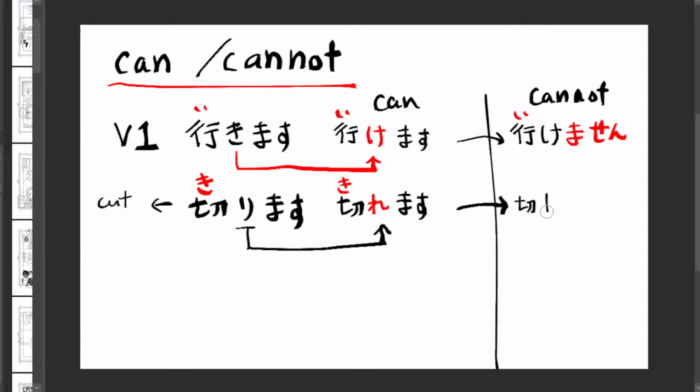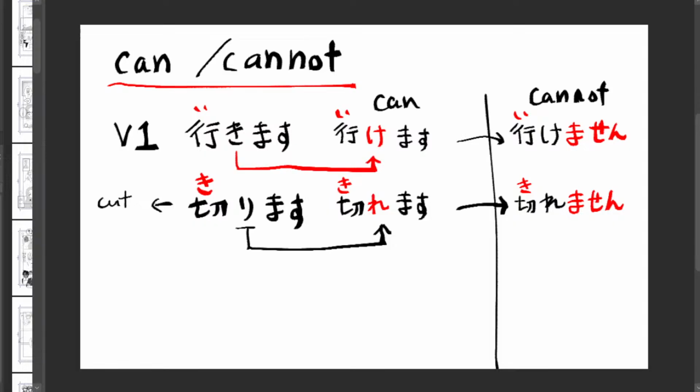Kiremasen. It's as simple as that. So what else do you use in V1?